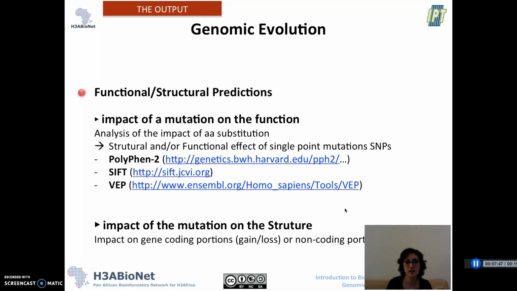We will be seeing examples of this in the assignment also. We could also know the impact of the mutation on the structure, in terms of gene portions that are completely gained or lost, and this could also be done for non-coding portions. So the same effect of mutations could be happening in a non-coding portion and could be affecting the following portion that might be encoding for proteins or for non-coding RNA.